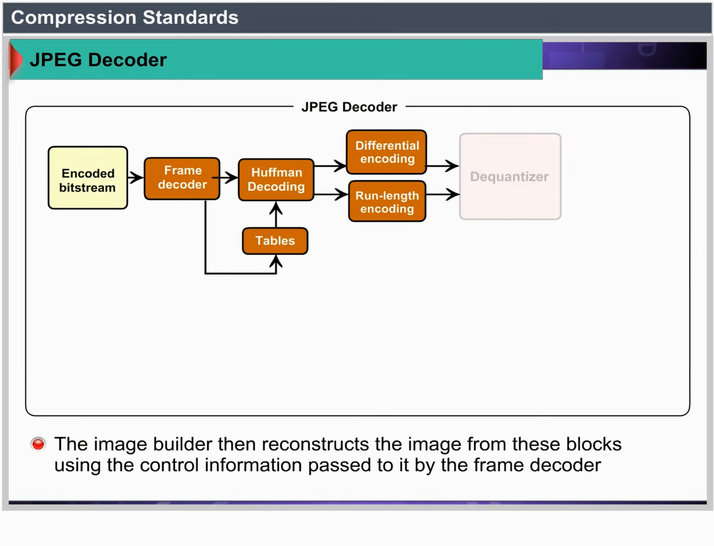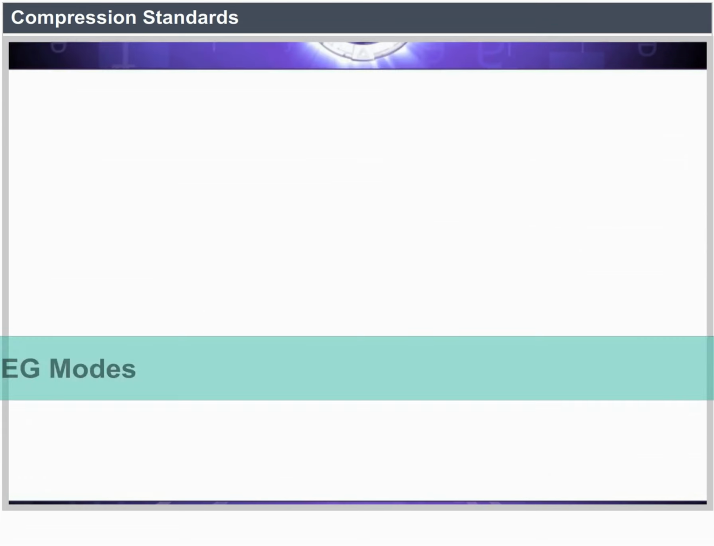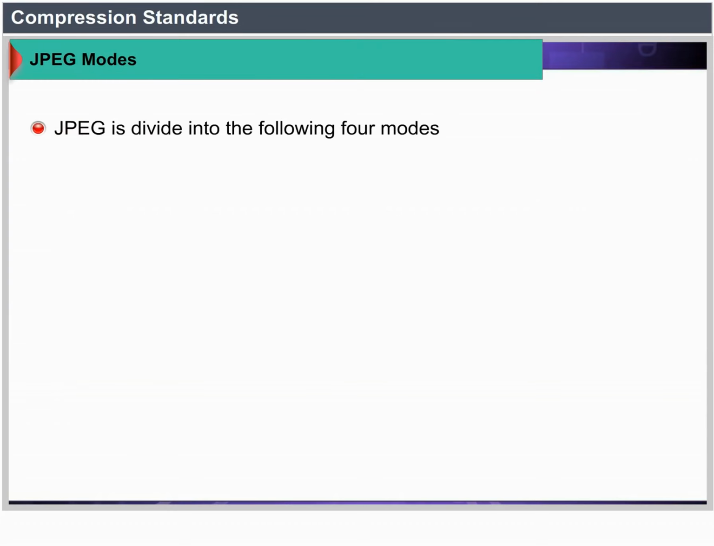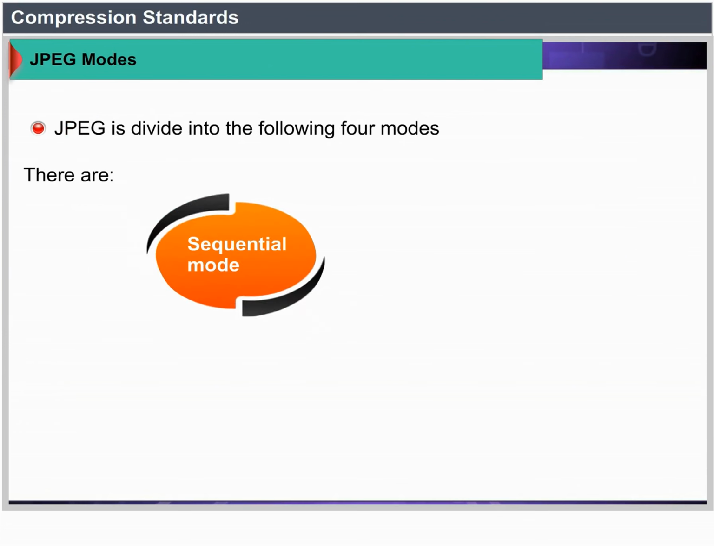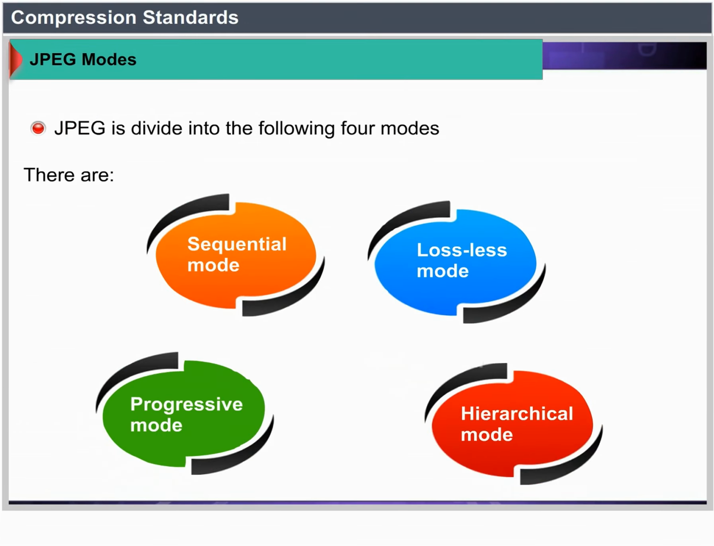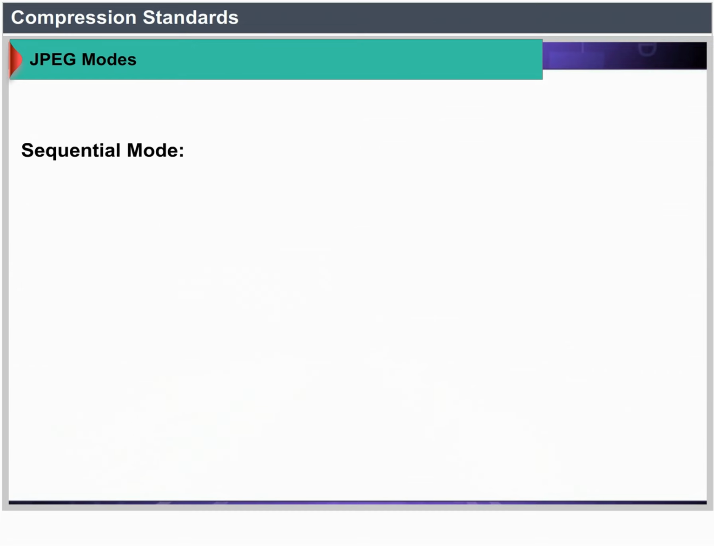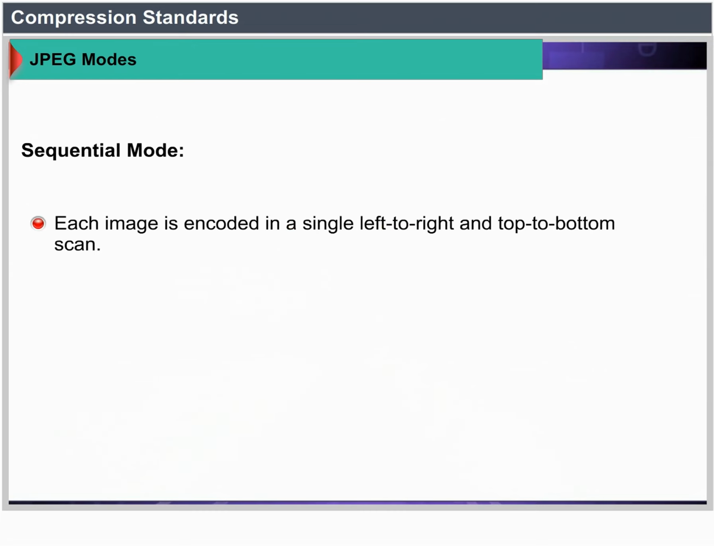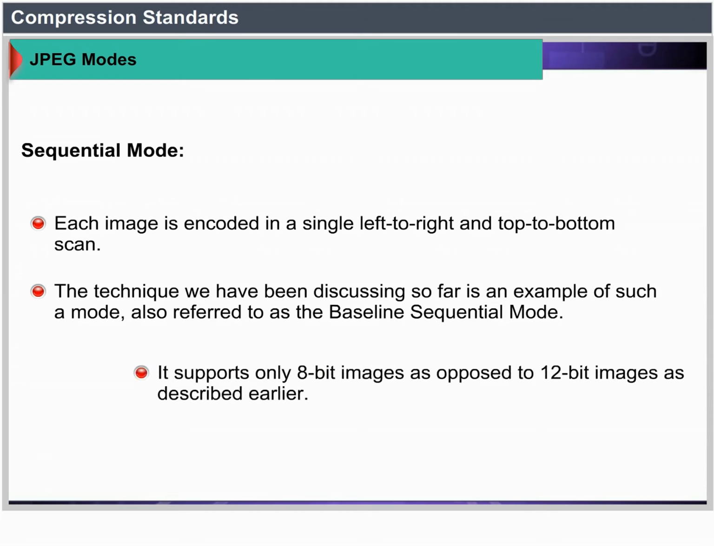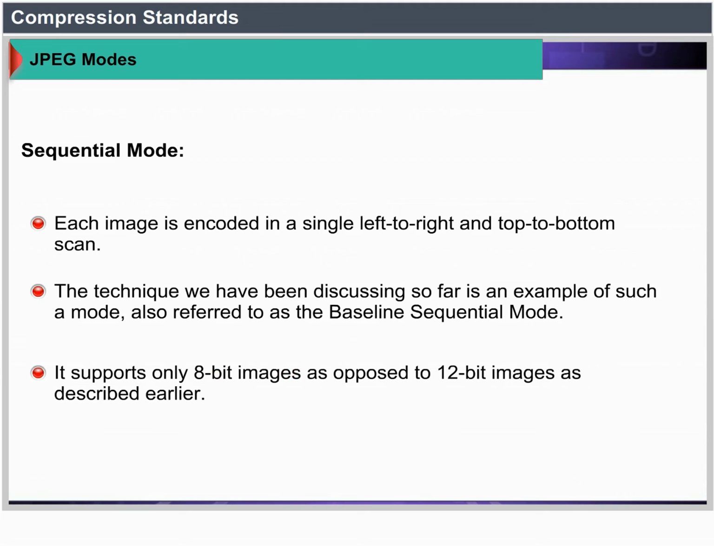JPEG modes. JPEG is divided into 4 modes. These are sequential mode, lossless mode, progressive mode, and hierarchical mode. Sequential mode. Each image is encoded in a single left-to-right, top-to-bottom scan. The technique we have been discussing so far is an example of such a mode, also referred to as the baseline sequential mode. It supports only 8-bit images as opposed to 12-bit images as described before.